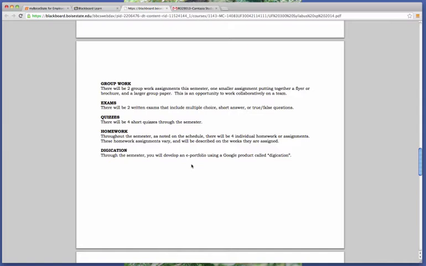There will be 2 written exams throughout the semester. We'll look at those real quickly in a little bit on the schedule. There will be 4 short quizzes through the semester. There will be various homeworks throughout the semester, not a lot of them. There's 4 homework assignments. And then I already mentioned this Digication. This is your e-portfolio that we'll talk more about.